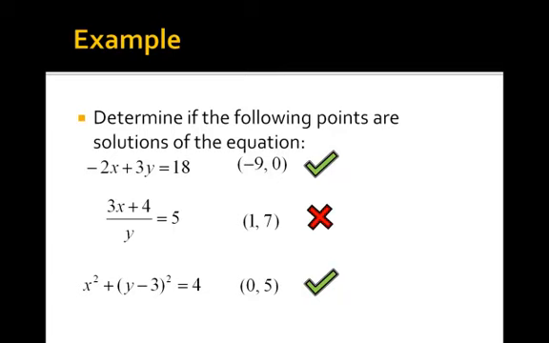(0, 5), when plugged into the bottom equation, works out good. I get 4 equals 4. So only the first and the third points are solutions of their equations.